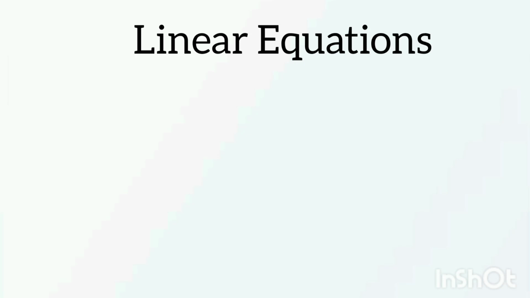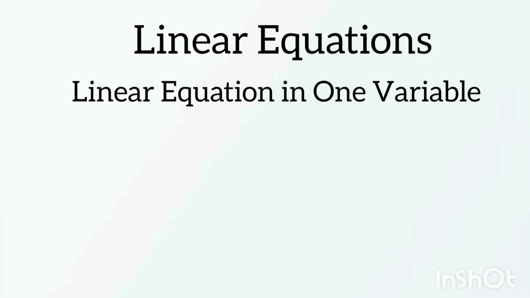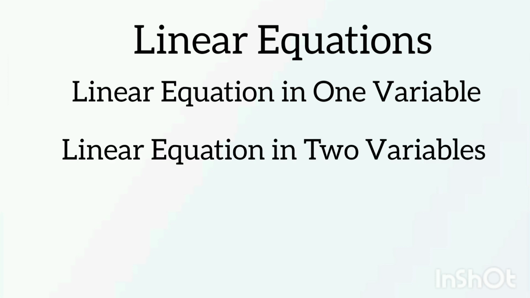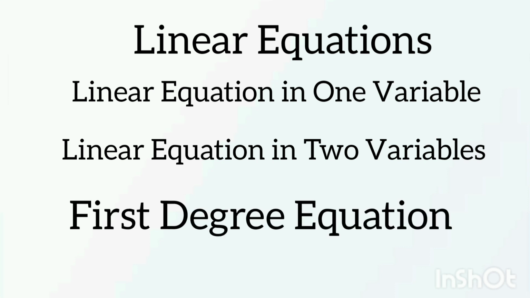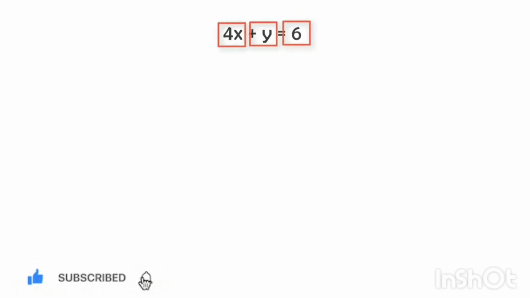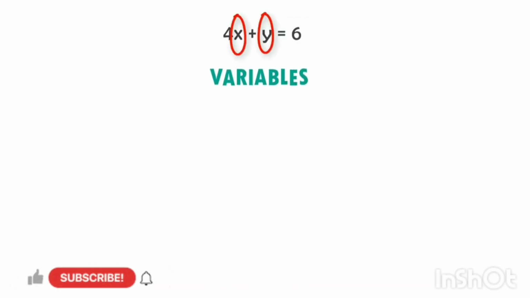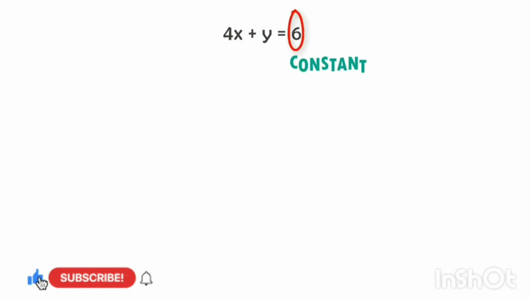Linear equation. In this lecture, we will discuss linear equation in one variable and linear equation in two variables, which are first degree equations. If I write 4x plus y is equal to 6, in this equation, there are three terms: 4x, y, and 6. The x and y are known as variables, while 6 is the constant and 4 is the coefficient of variable x.